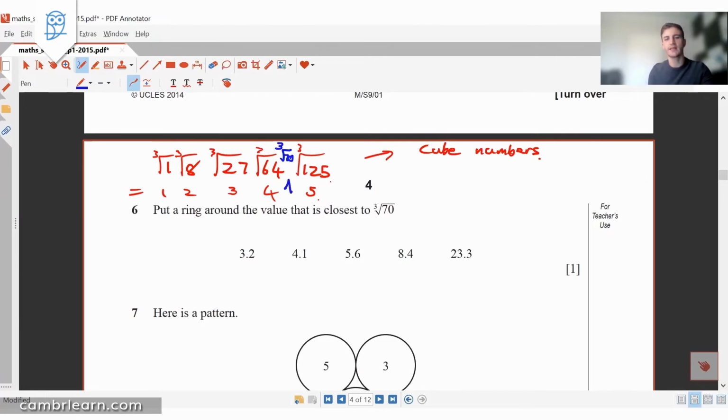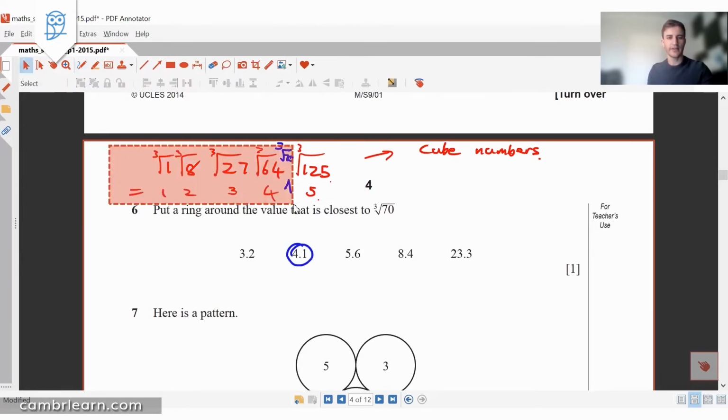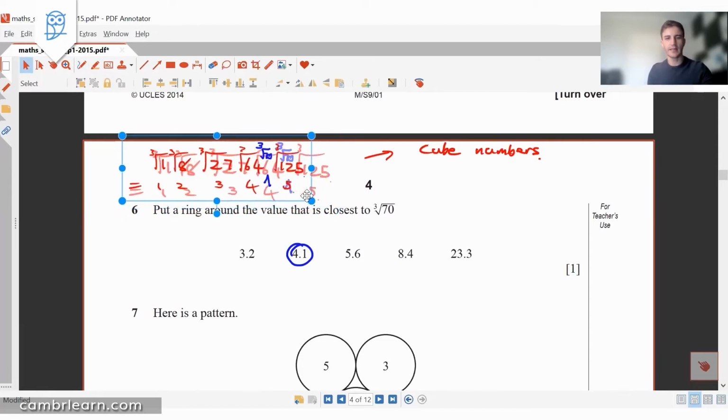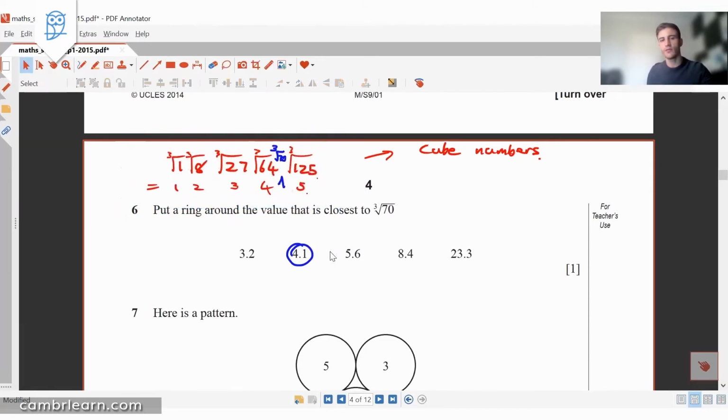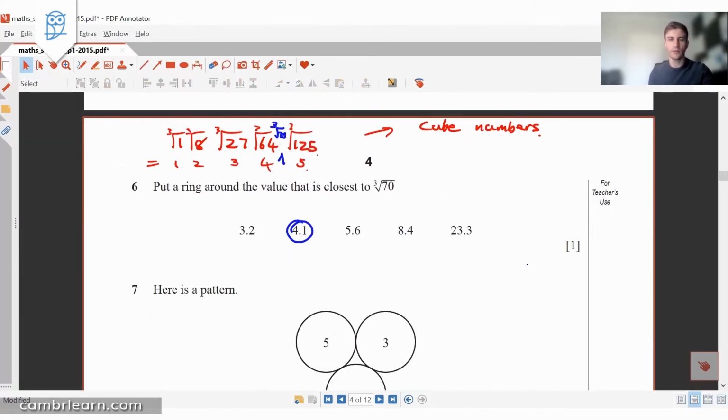Okay, so we can see that this 4.1 is closest to this number. Okay, so can you see that? If we know that the cube root of 64 is 4 and the cube root of 125 is 5, that means that the cube root of 70 has to be between 4 and 5. Okay, so that means that the closest one is 4.1. Okay, so that's a very nice way that we can determine it. We can just look at the cube numbers and see where these decimal places are closest. Okay, there we go, 1 mark.